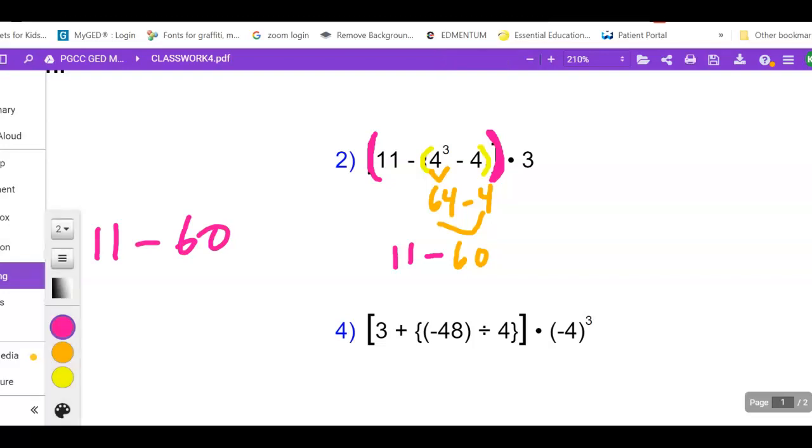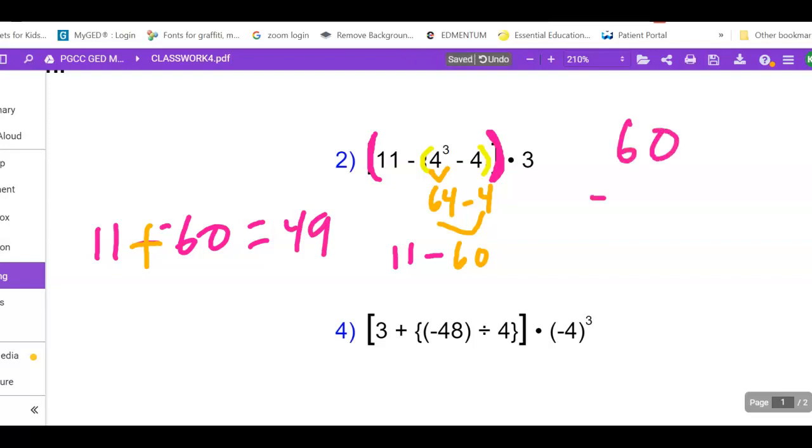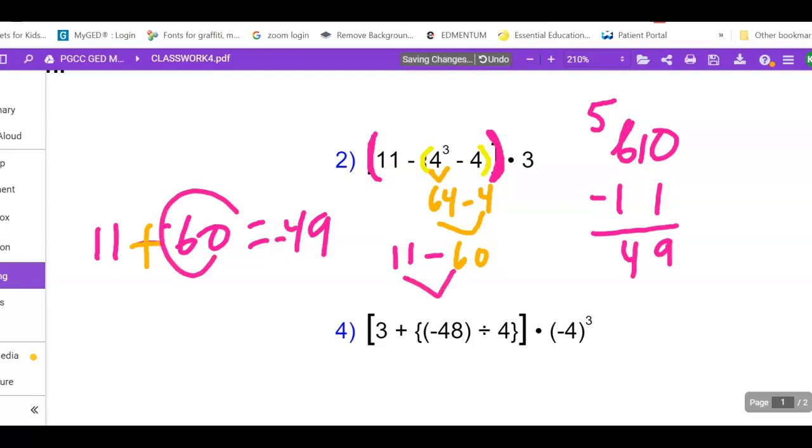Step 1. Step 2. Now we subtract, keep the sign of the larger digit. So I have 60 minus the 11. If you weren't sure, doing it by hand, 60 minus your 11. That's 49. Keep the sign of the larger digit, and that happens to be the negative, so negative 49. That's what I have so far, negative 49.